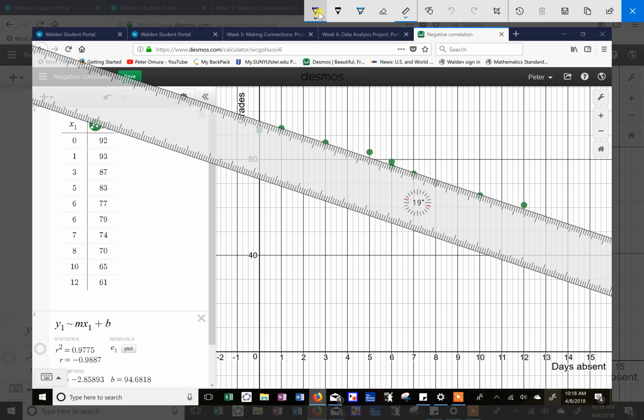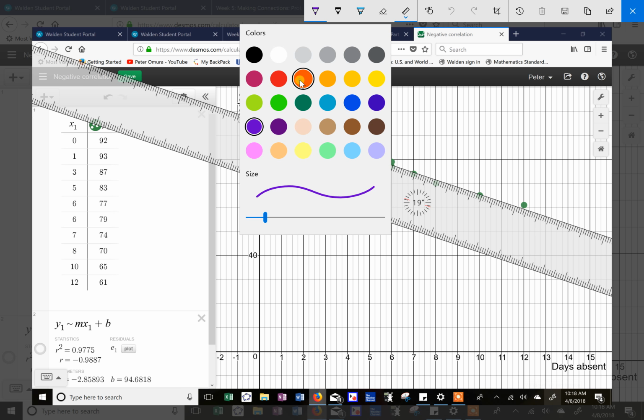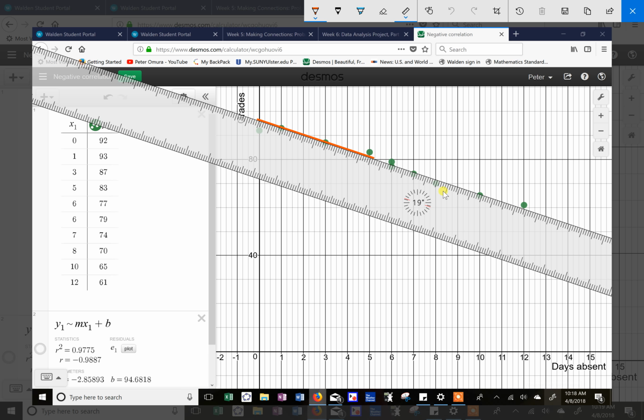So I'm going to grab my ruler. I'll use orange this time. And let's see what happens when I do this. Oh my goodness, that didn't look nice. I'm going to try to do this one more time. Get rid of my ruler.